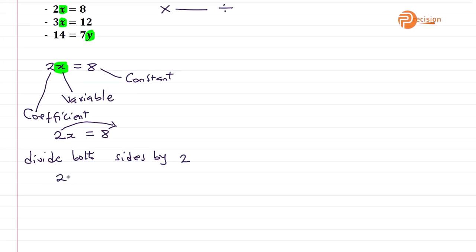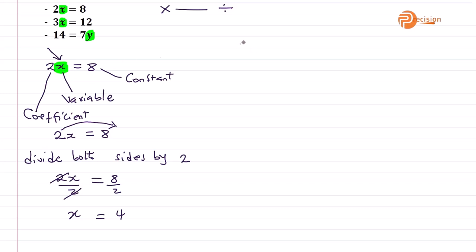Doing that, we have 2x over 2 is equal to 8 over 2. That's division. The 2's cancel out and we are left with x alone on the left hand side, and then equal to 8 divided by 2 is 4. That is what it simply means. Now remember, they are multiplying. So if x is 4 here, 2 times 4 gives you 8. It makes sense, very easy.